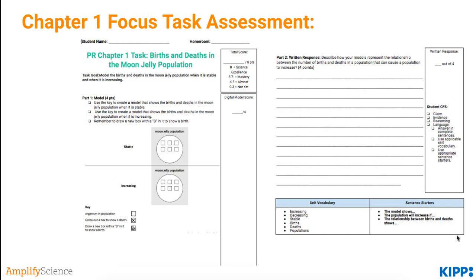Students will create a model to show the relationship between births and deaths within the population, when it is stable and when it is increasing, and then describe that in the written response. Why don't you take a second to try out this task before we look at the rubric and the exemplar.